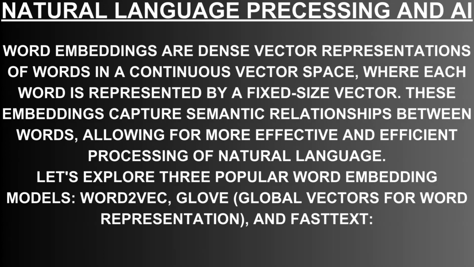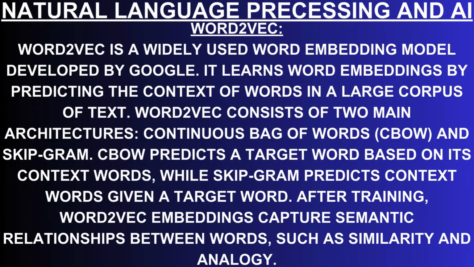Let's explore three popular word embedding models: Word2Vec, GloVe (Global Vector for Word Representation), and FastText. Word2Vec is a widely used word embedding model developed by Google. It learns word embeddings by predicting the context of a word in a large corpus of text.